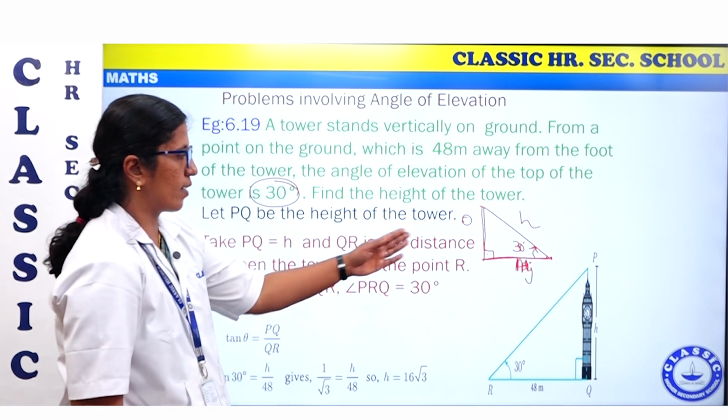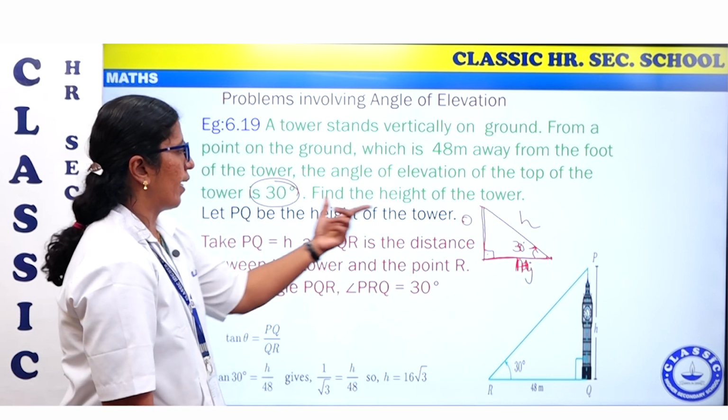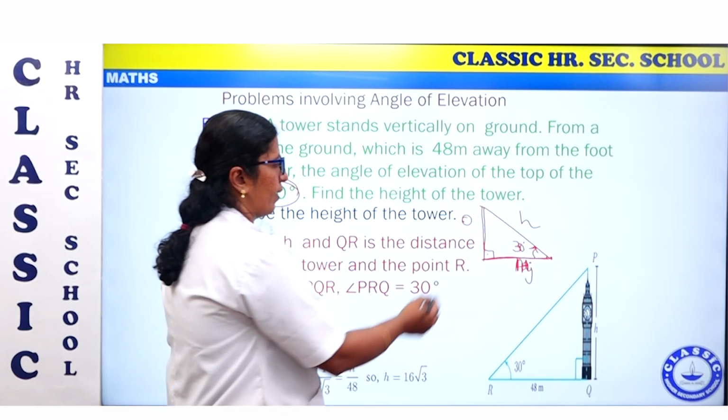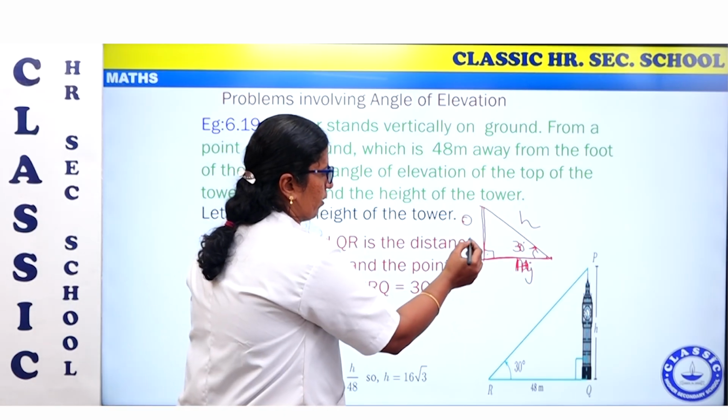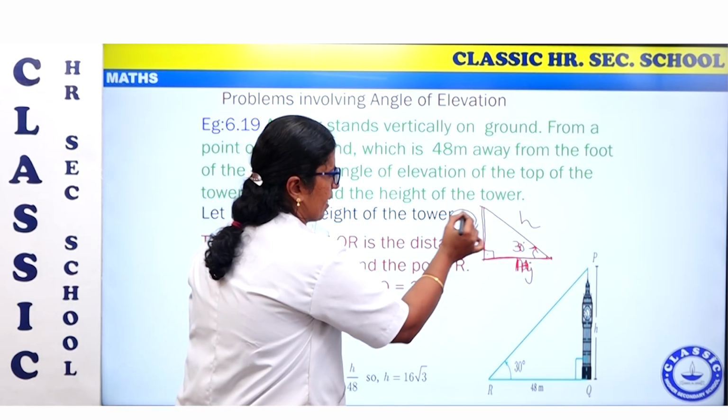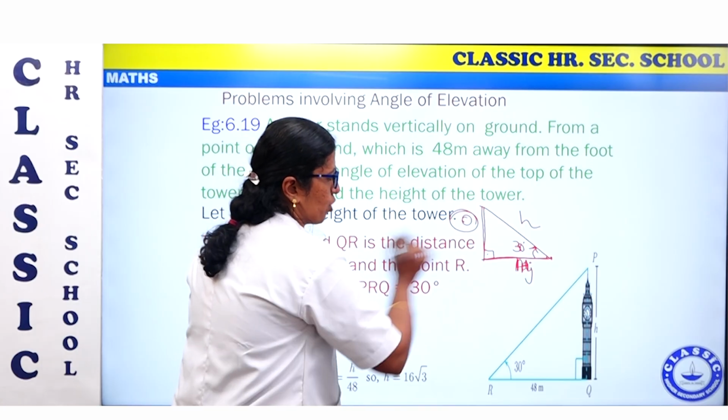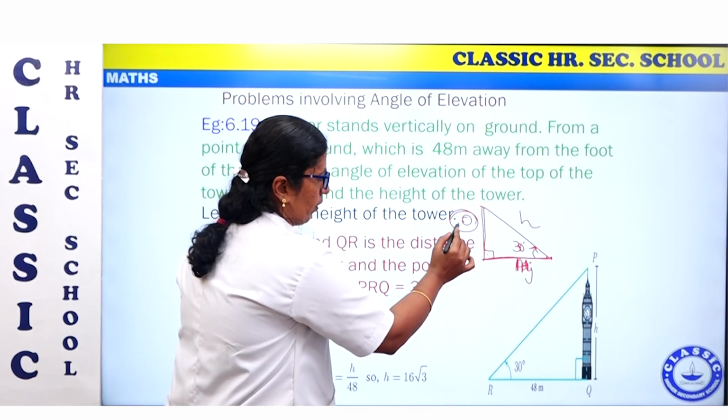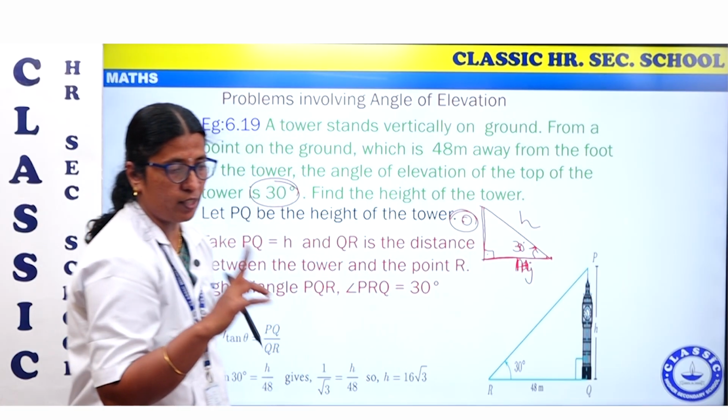Now, using these ratios to find the height of the tower. Now we want to find the height of the tower. So which one is the height of the tower now? The opposite side is the height of the tower. So what is the ratio we want to apply? The ratio means dividing the lengths of the two sides.